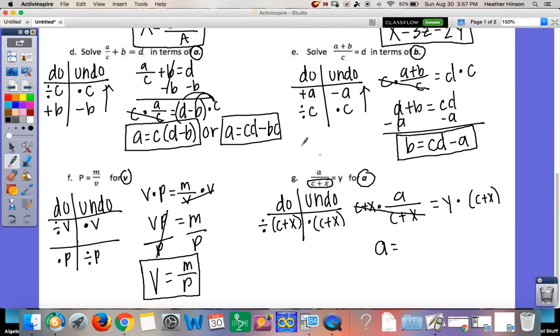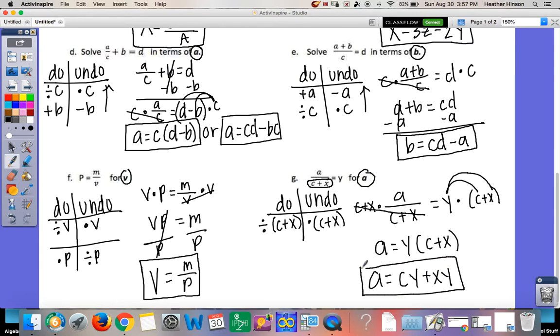And then over here, just like we did in the past couple problems on the example and on D, you can write it two ways. You can leave it in the parentheses, or you can distribute it out. Y times C would be CY if you put it alphabetically, and then Y times X would be XY. So CY plus XY. So you can write it either one of these ways. You do not have to write it both ways. Just pick the one that you like and stick with it. Again, you could see either one of those on your test, so make sure you're familiar with both of them.